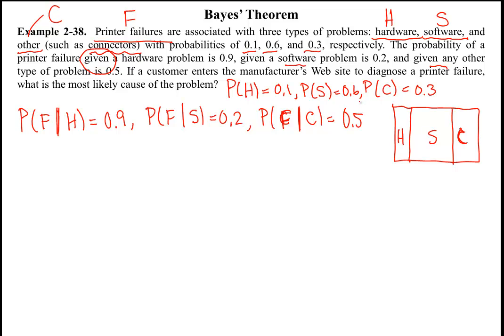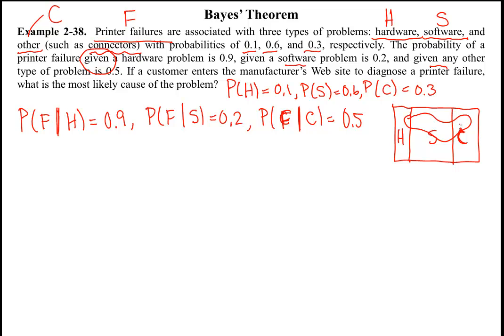Okay, so eventually what we're going to need to use, and I think I'm just going to go ahead and do this now. We've broken up a printer failure into the three types of problems. A printer failure, if you think about it, can be sitting right on top of here. A failure can occur given it's a hardware problem. A failure could occur in here given it's a software problem. A failure could occur over here given it's an other problem.